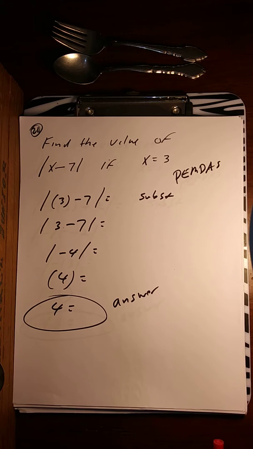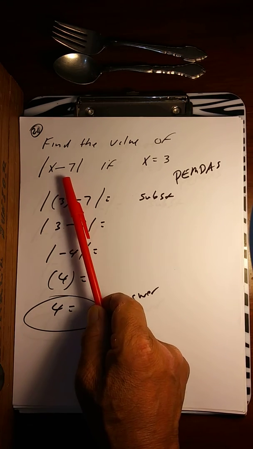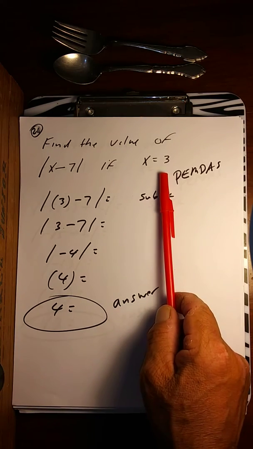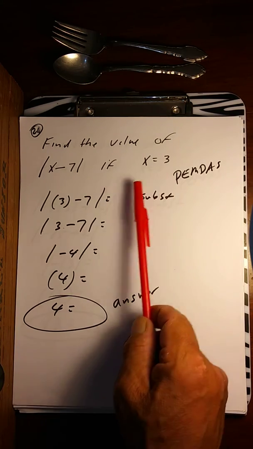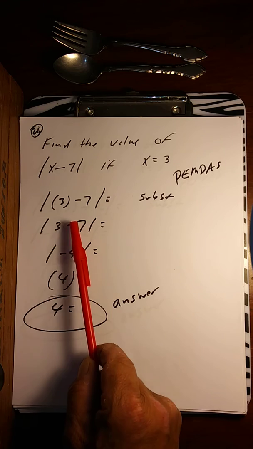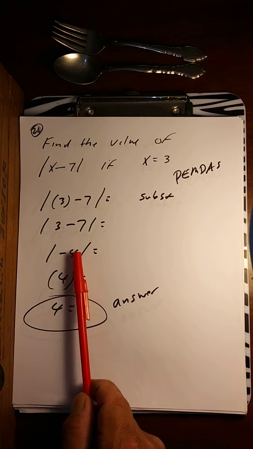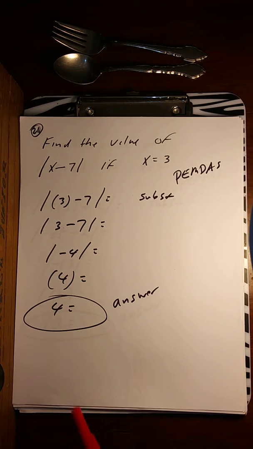Find the value of absolute value of x minus 7 if x equals 3. Alright, put 3 in there. 3 minus 7 is negative 4. Absolute value of negative 4 is going to be positive 4, so the answer is positive 4.